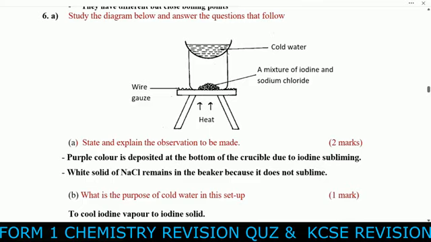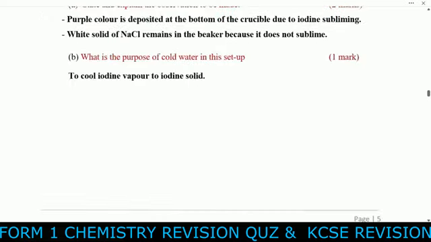The answer is the purple color is deposited at the bottom of the crucible due to iodine subliming. The white solid of sodium chloride remains in the beaker because it does not sublime. That is the observation made. What is the purpose of the cold water in this setup? To cool iodine vapor to iodine solid.